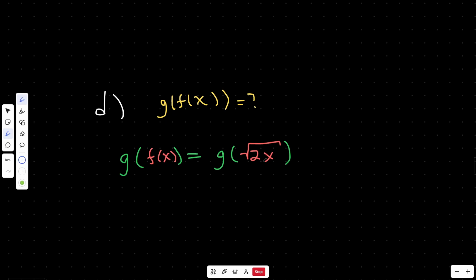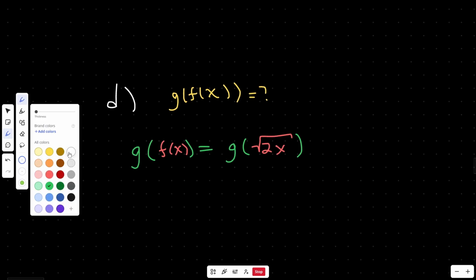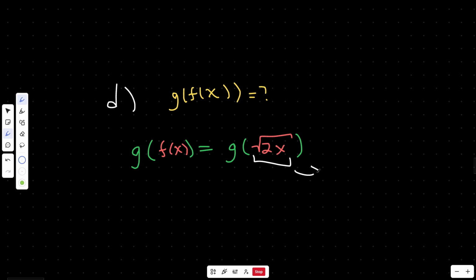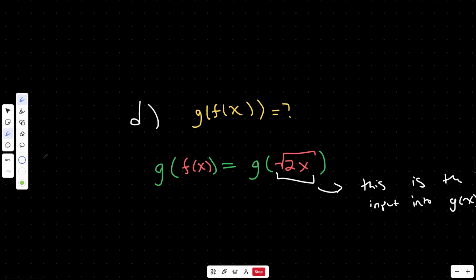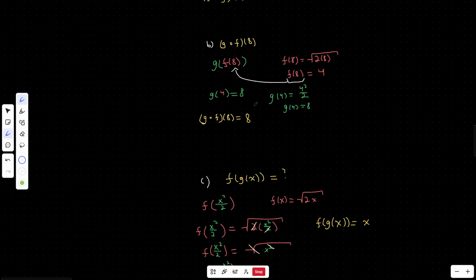So all we have to do is plug this into our function g of x, and our input in this case is going to be the square root of 2x. So I can just write this as the input into g of x. There we go. Okay, so let me just double check. I believe it's x squared over 2, but let's double check. Yep, it is x squared over 2.